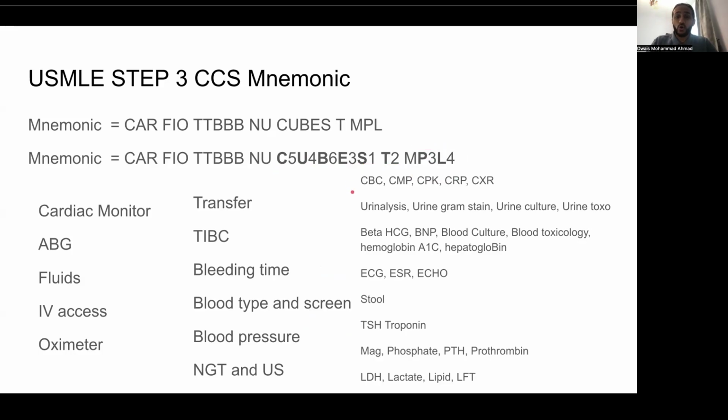So what are our five C tests? CBC, CMP, CPK, CRP, and chest X-ray. Of course, you can go to CT scan and other stuff. That's up to you depending on the specific case.